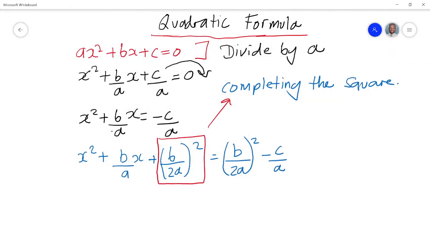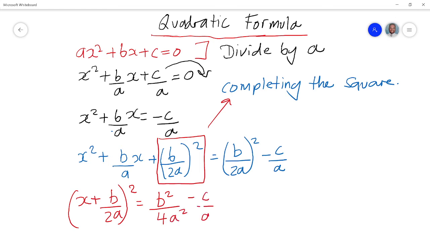What follows next is that this now becomes a perfect square. It's going to be x plus b over 2a, squared. And that's now going to be b squared over 4a squared minus c over a, right?